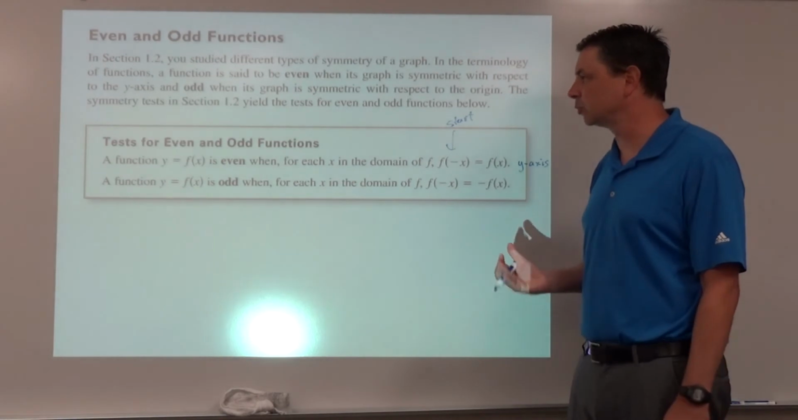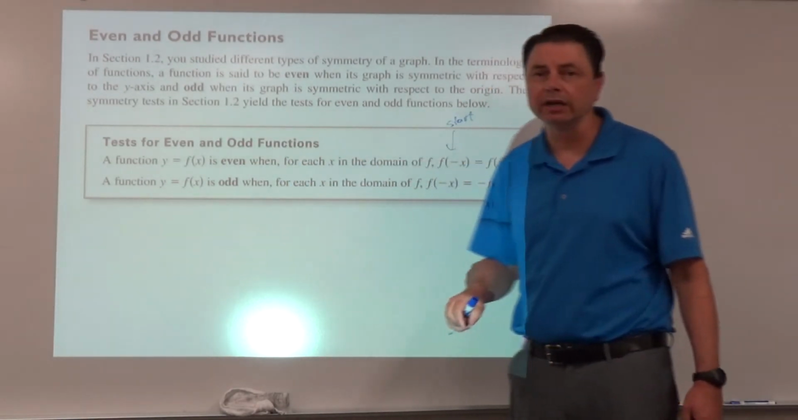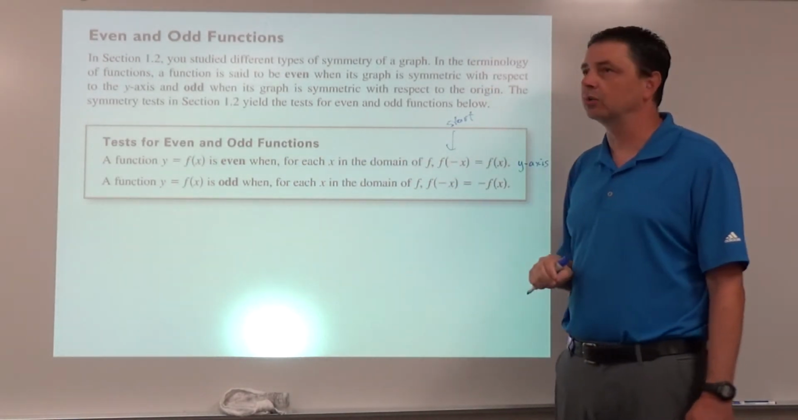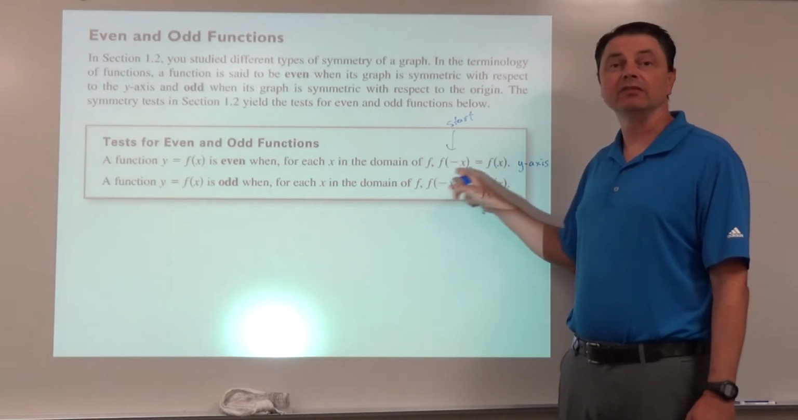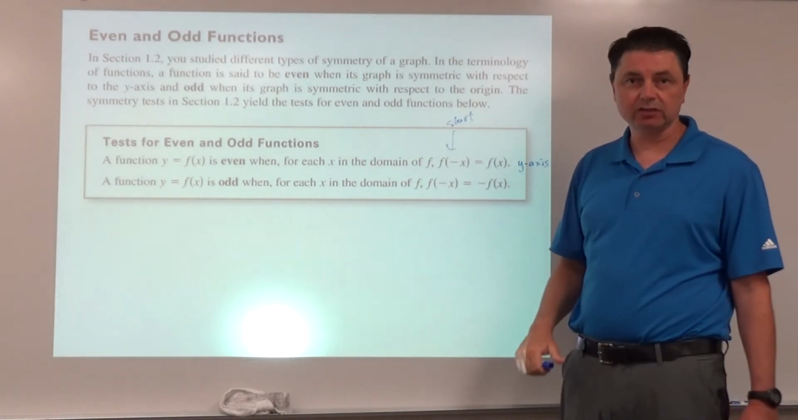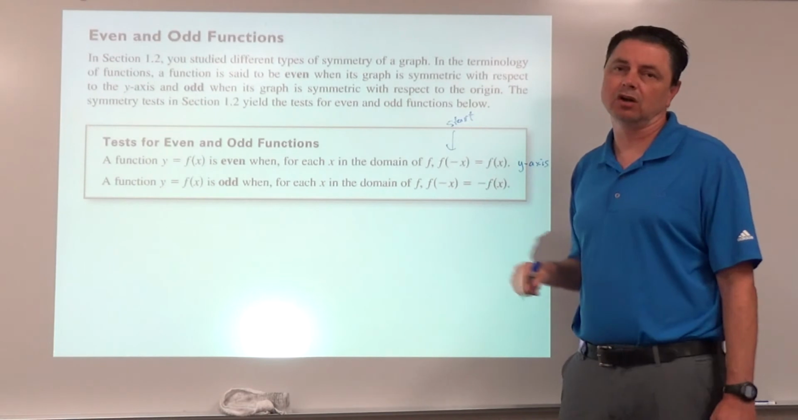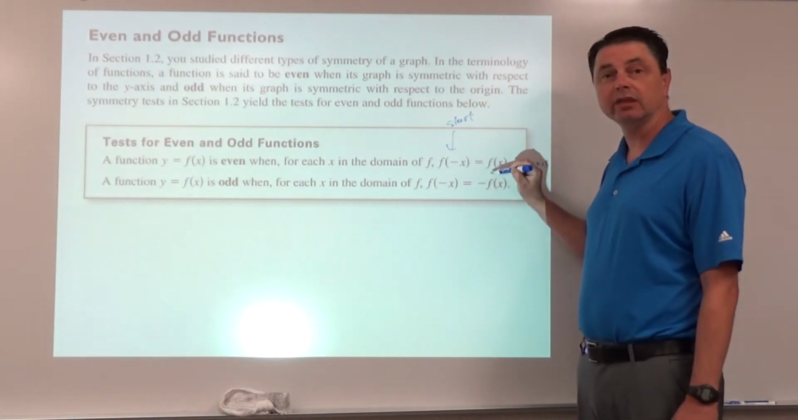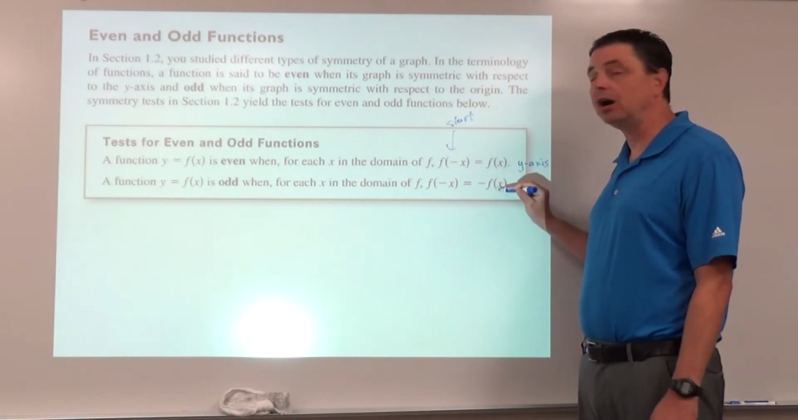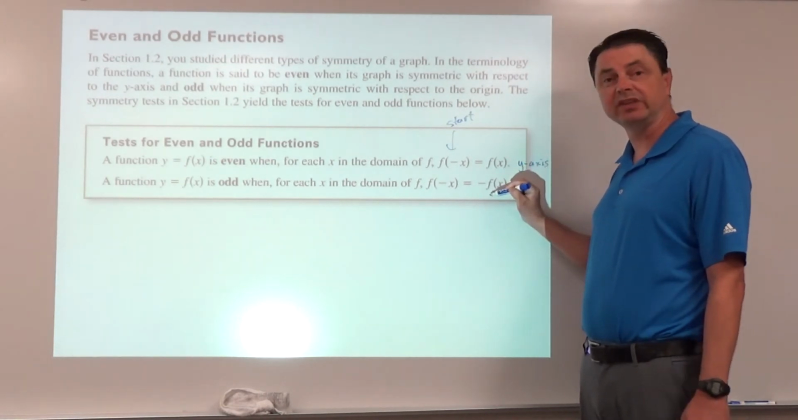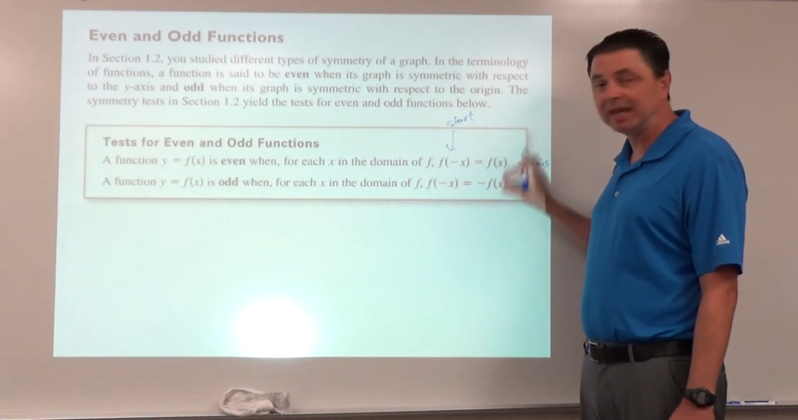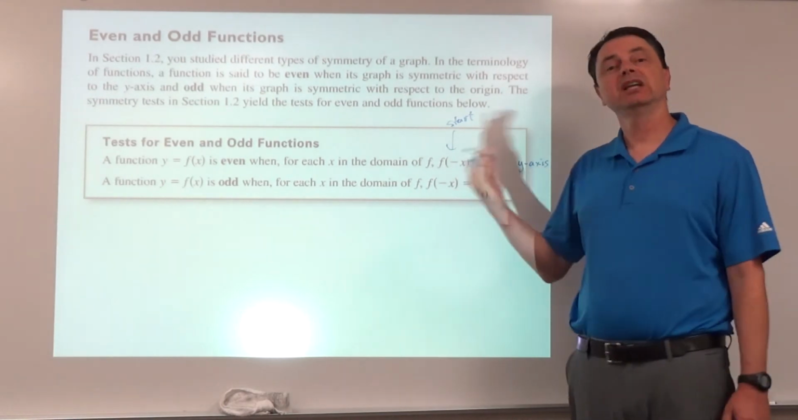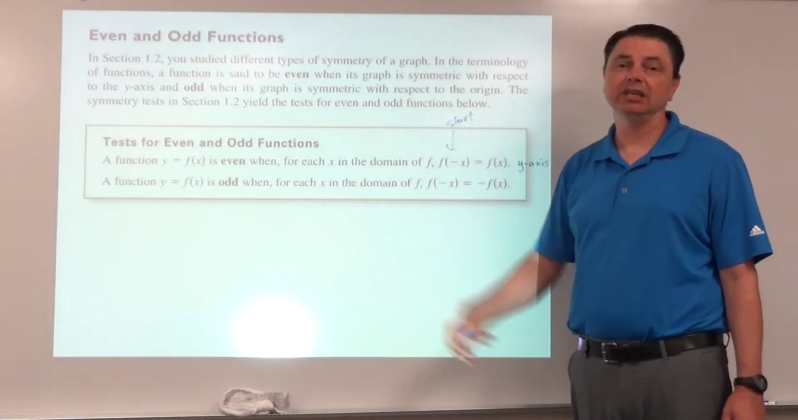And if we do this algebraically to test for even or odd, we will always start with f of negative x, or g of negative x, or q of negative x, and that's going to always be our start. And then it's going to be even if we finish with the original function. It's going to be odd if we finish with the opposite of the original function. Maybe one of those doesn't happen, and it would just be neither. It's not going to be even or odd.